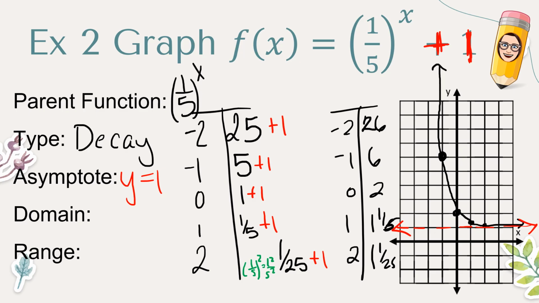Domain, guess what? Domain's always forever. I know it doesn't seem like much. It looks like we're going up, but we are slowly going left every time. My range, we approach 1 and go to forever. Look at how that vertical shift affects so many parts of our graph.